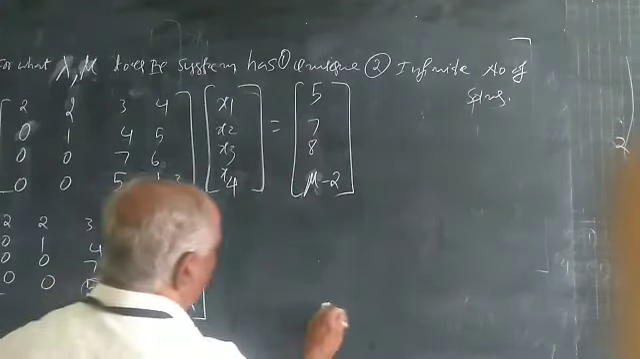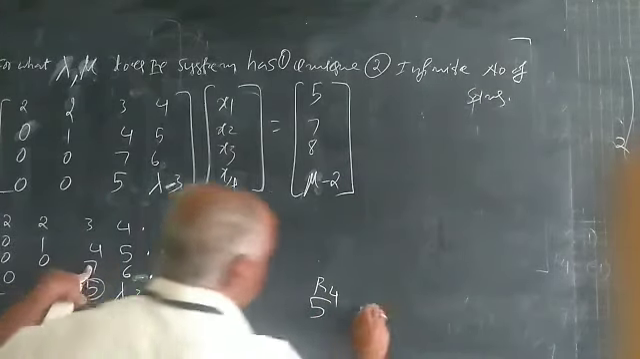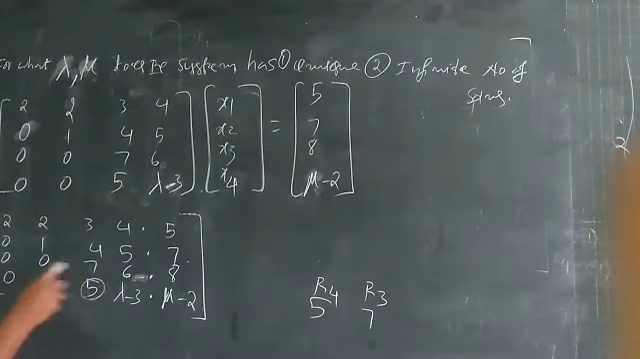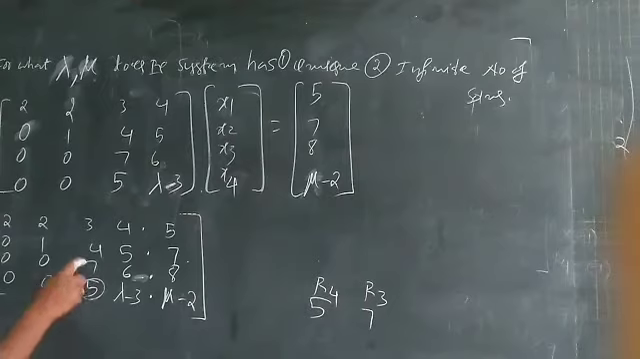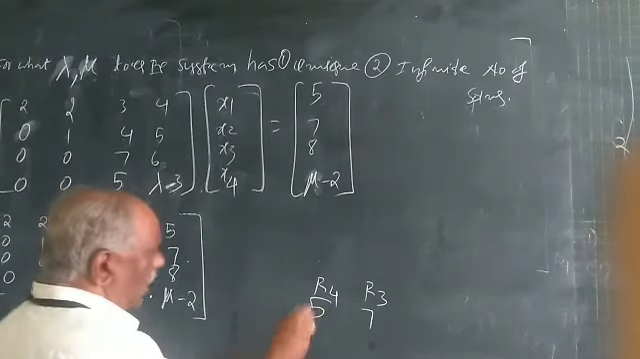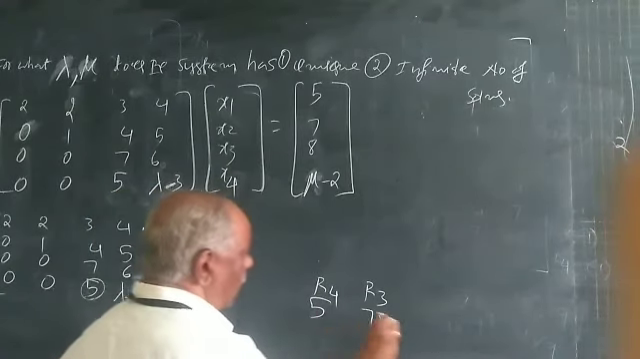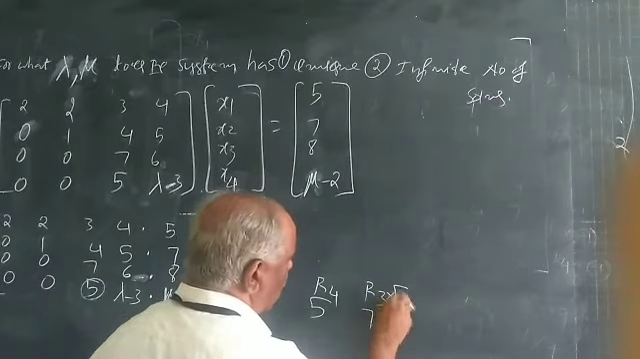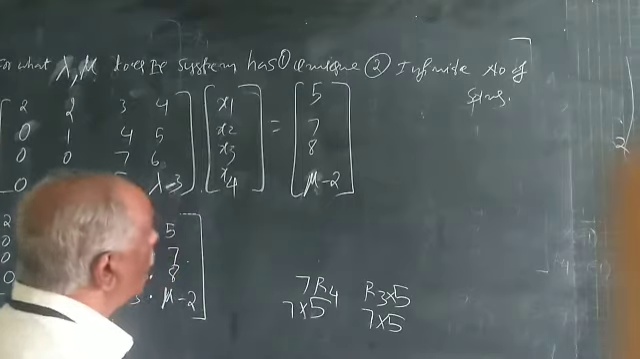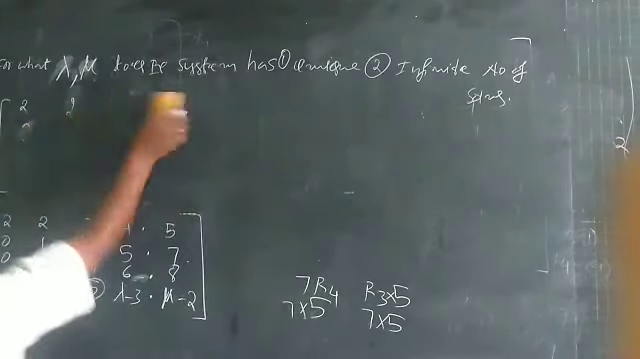Now how to reduce 5 to 0? What is the operation? 5 is in R4, 7 is in R3. Behind 5, 2 zeros; behind 7, 2 zeros. So I should select 5 and 7 for the row operation. Make it equal: 7 into 5, that means 5 of R3; 5 into 7, that means 7 of R4. So in the next step I am writing here itself.